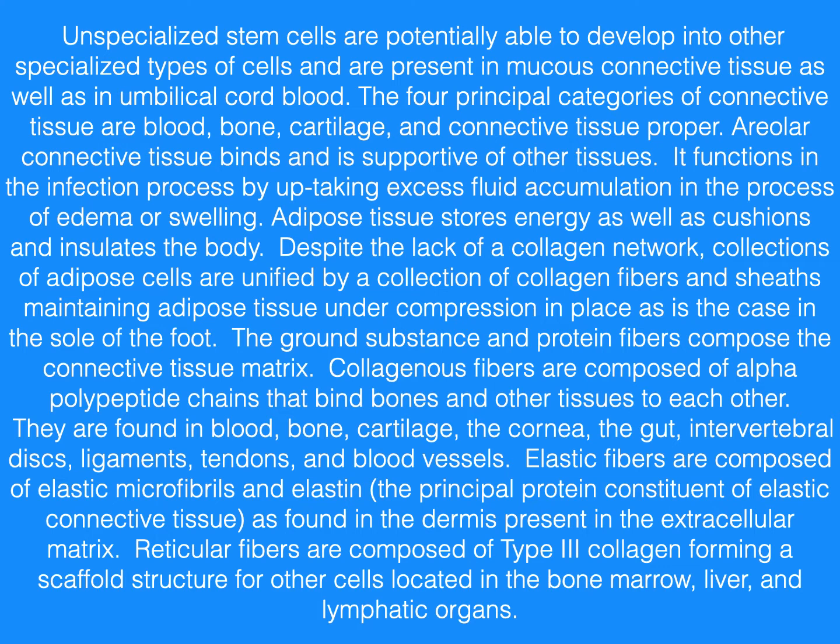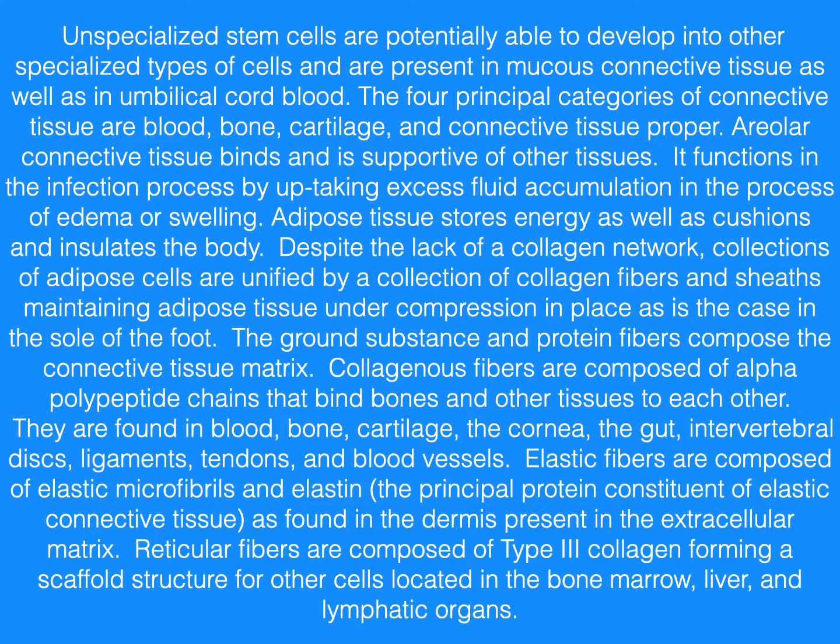The four principal categories of connective tissue are blood, bone, cartilage, and connective tissue proper. Areolar connective tissue binds and is supportive of other tissues. It functions in the infection process by uptaking excess fluid accumulation in the process of edema or swelling. Adipose tissue stores energy as well as cushions and insulates the body. Despite the lack of a collagen network, collections of adipose cells are unified by a collection of collagen fibers and sheaths, maintaining adipose tissue under compression in places, as is the case in the sole of the foot.